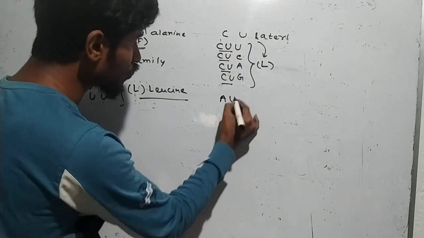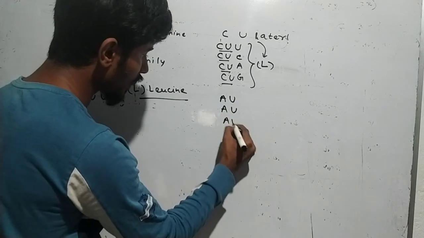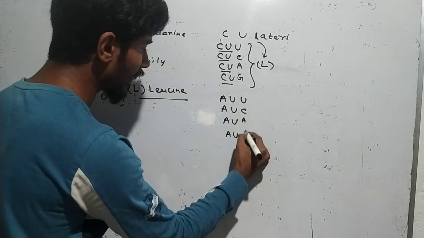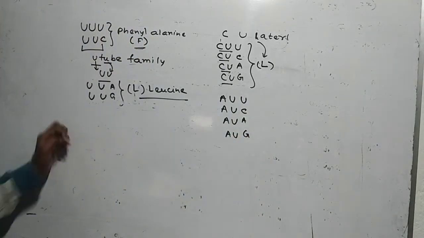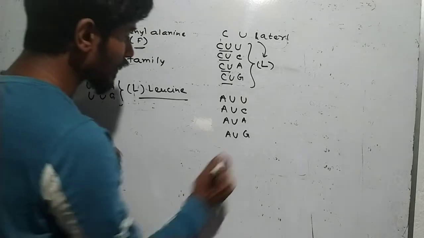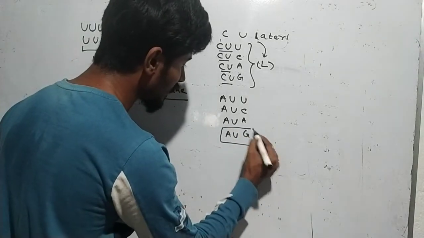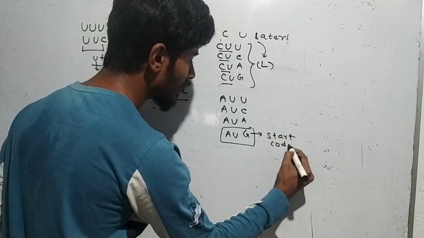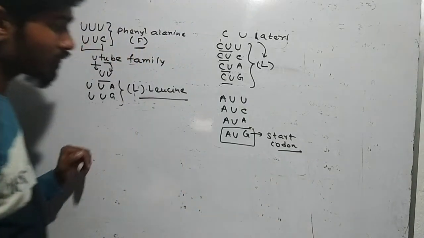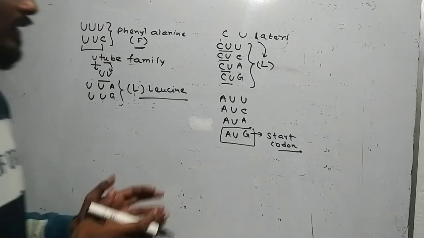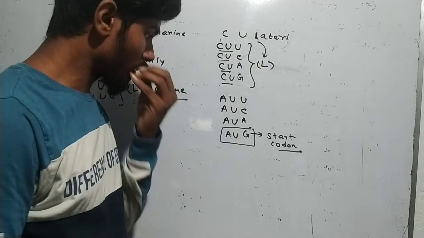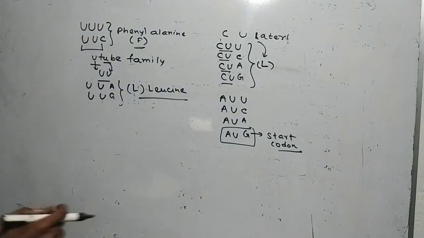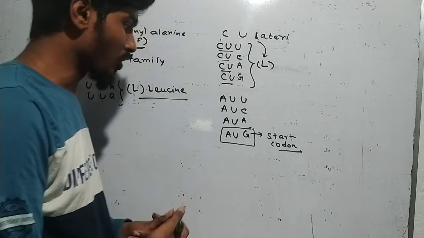So AU, and there is AU. So U, C, A and G. Okay, now this is a very important thing you have to know, that AUG is actually a start codon. Okay, this is called a start codon, and this start codon is carried by a specialized tRNA. Okay, and we call it tRNA mate.